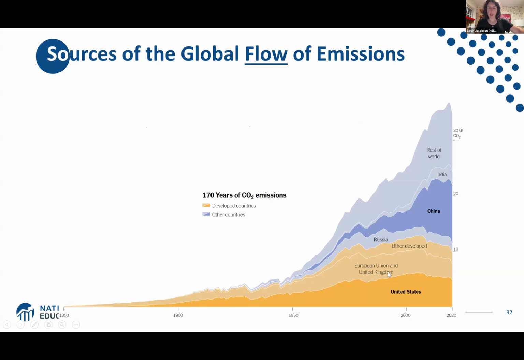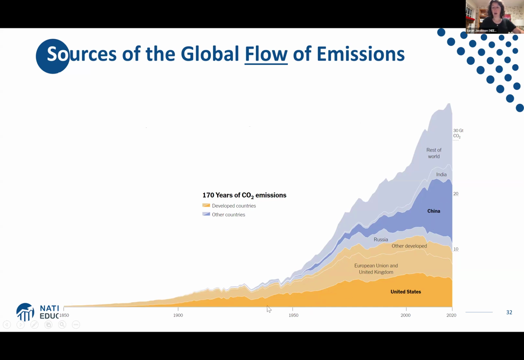And the yellowy orangey countries are Western countries, high income developed countries, and the bluey purple ones are other countries. And you can see that for a long part of history, it was the Western countries almost entirely putting out emissions, and then it was mostly the Western countries putting out emissions. And then you can see in the last couple of decades, China really expanded.